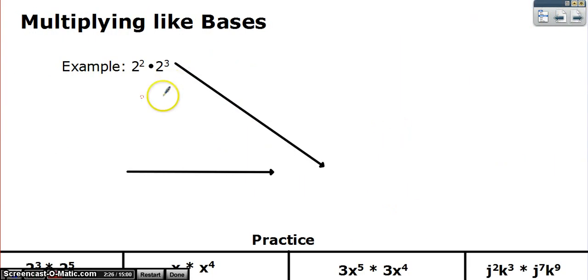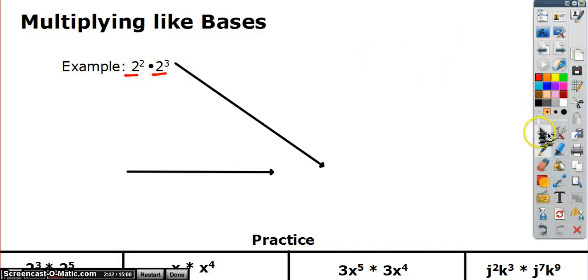So our first rule is going to be multiplying like bases. Again, you can only do this with a monomial, so no plus signs or minus signs, and then the bases of the values have to be the same. So 2 squared and 2 cubed, and we're multiplying those together. You can use expanded form to figure out how this rule works. So first thing I'm going to do is write both of these out in expanded form. That's 2 times 2 and 2 times 2 times 2.